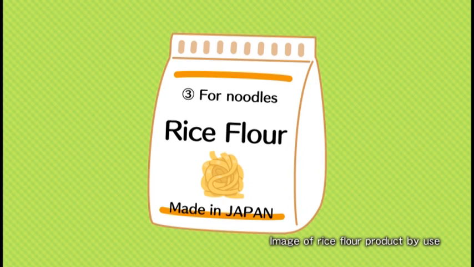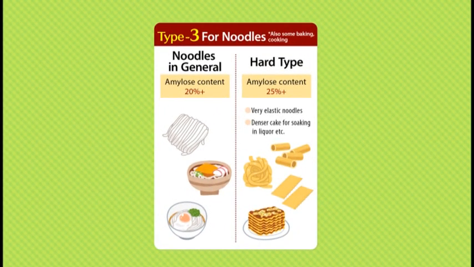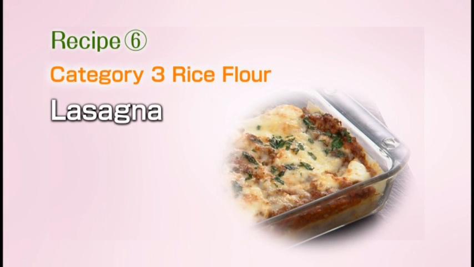Category 3 rice flour is suitable for making noodles, such as udon and pasta. Category 3 rice flour is also available in a hard type that is perfect for very elastic noodles like pasta. Lasagna made with Category 3 rice flour. The lasagna sheets are made with rice flour.